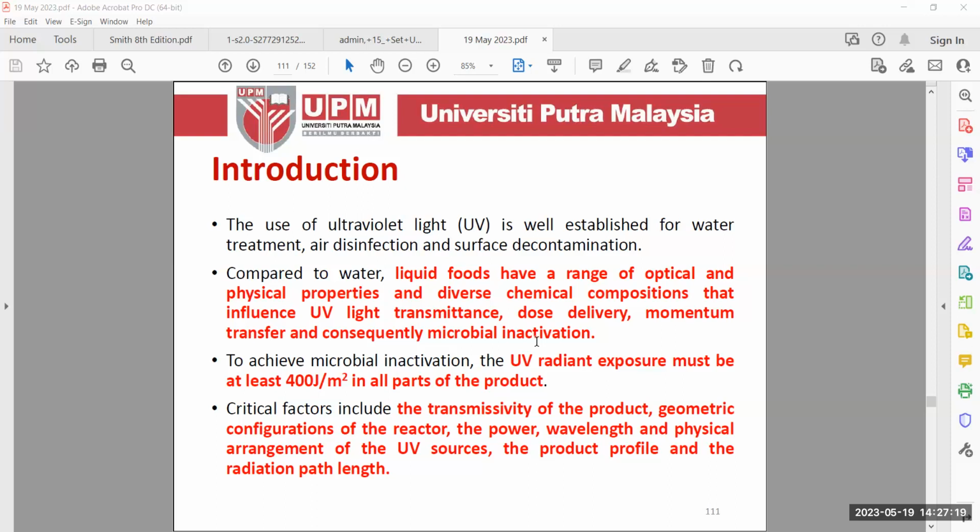So those things would have an effect on the efficacy of the UV light or even the pulse light itself. Okay, so the critical factors are the same as we have talked about in pulsed electric field: basically the transmissivity of the product, meaning the readiness of the product to absorb the energy, and of course the geometric configuration of the reactor, the power, the wavelength, physical arrangement, product profile, and of course the radiation path length.